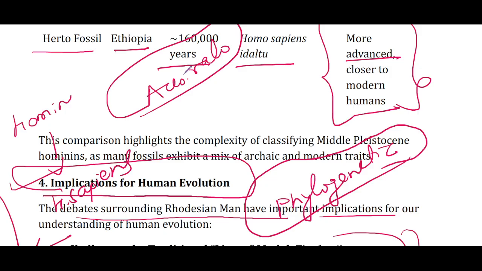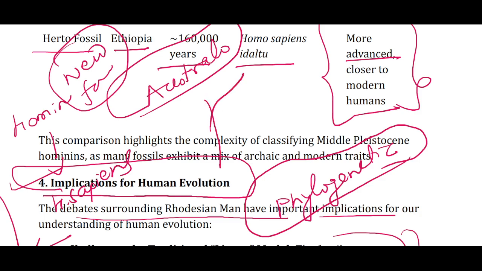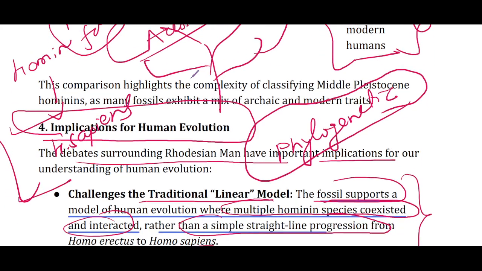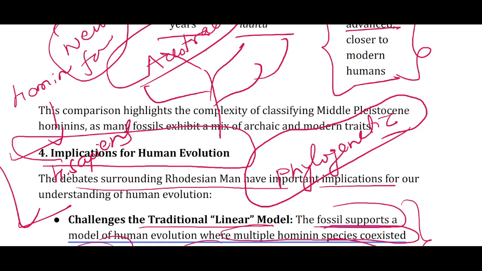Now, with every new discovery, every new fossil, every new excavation, a new branch emerges out in this phylogenetic tree. And as of now, we have taken a small part of this whole tree from Homo erectus to Homo sapiens.